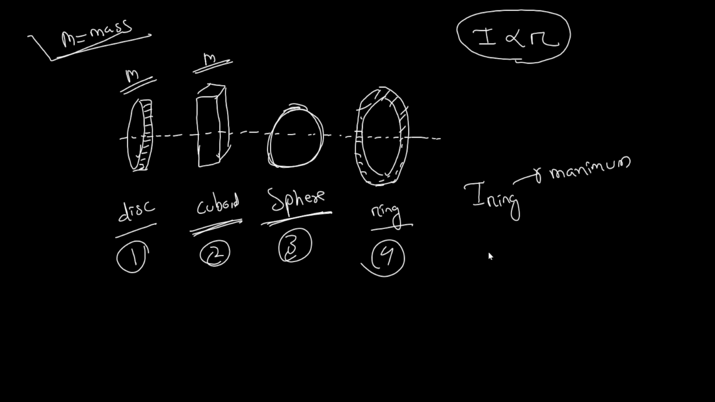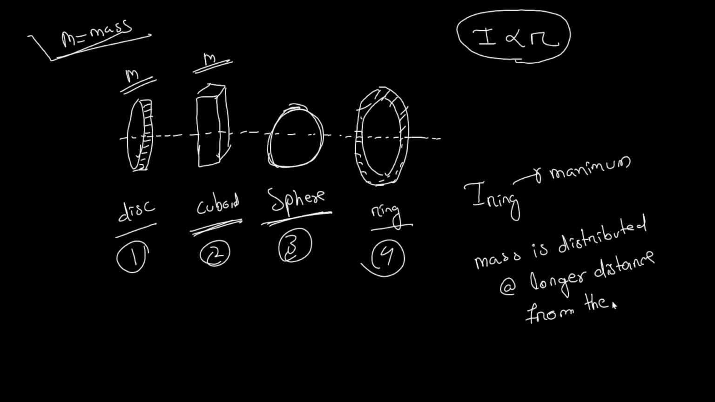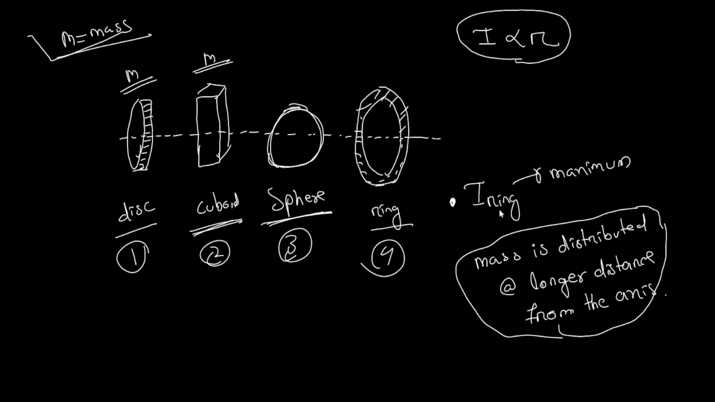Why is it maximum? Because the mass is distributed at a longer distance from the axis of reference, whatever axis we are taking. That's why, whenever you want to get more mass moment of inertia, you should distribute the mass at a larger distance.